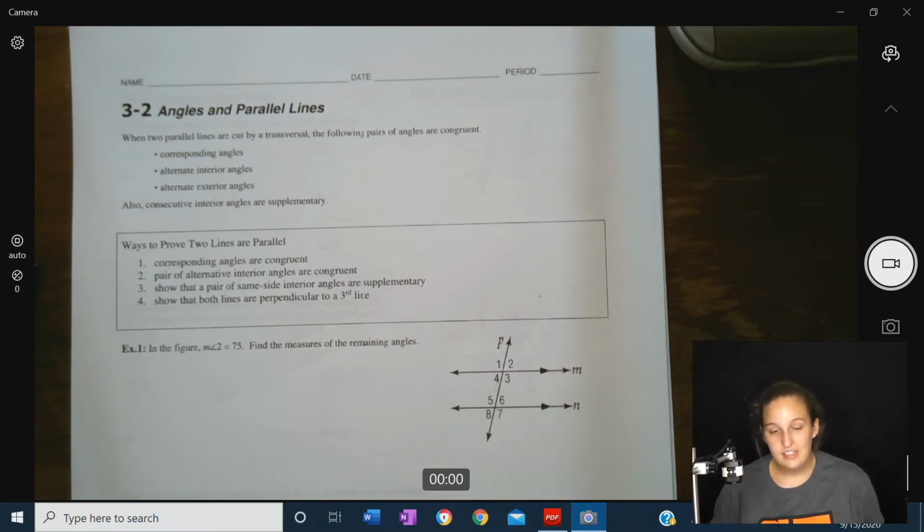Alright, so this is just a little bit more about that. Last time we named all the angles. Now we're going to actually look at what does this mean? How can this be applied?